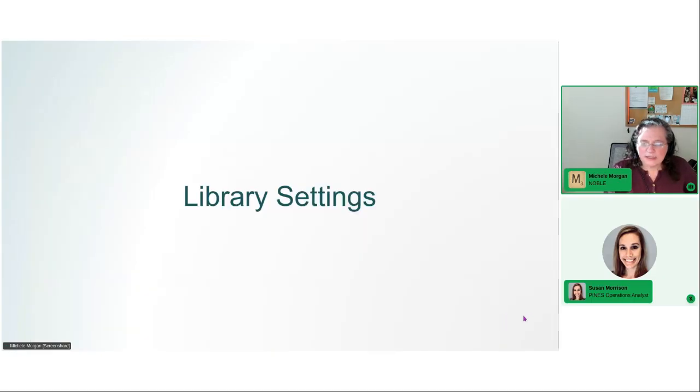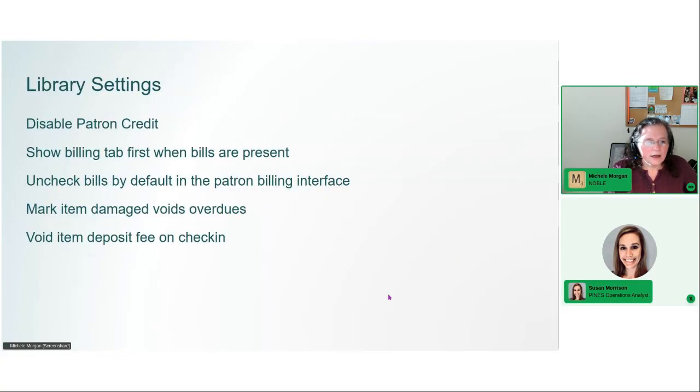Okay, I'm going to go on to library settings. There are a lot of library settings that control how patron billings and payments work. This one we just talked about, disable patron credit. This takes away the ability to add change as a credit to the patron record. So if you don't want to deal with those credit payments and holding money for the patron in Evergreen, you can disable that entirely.